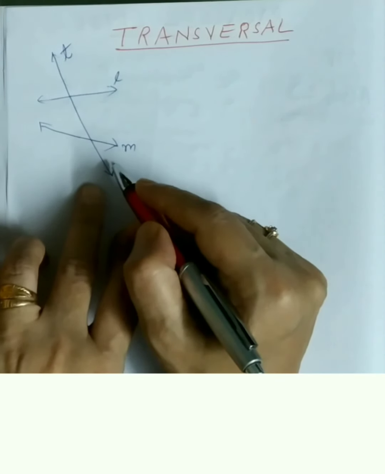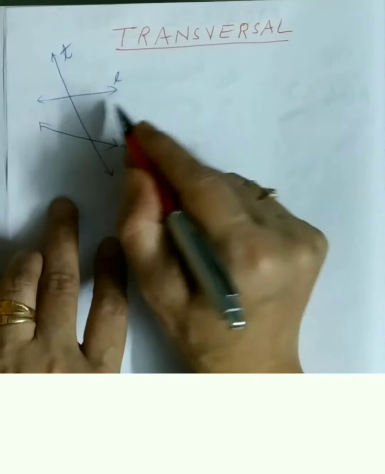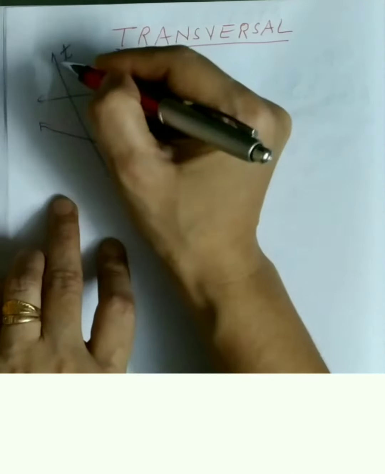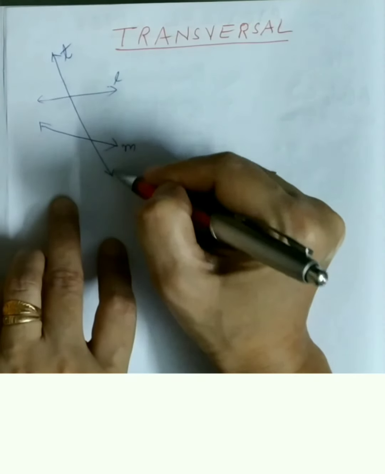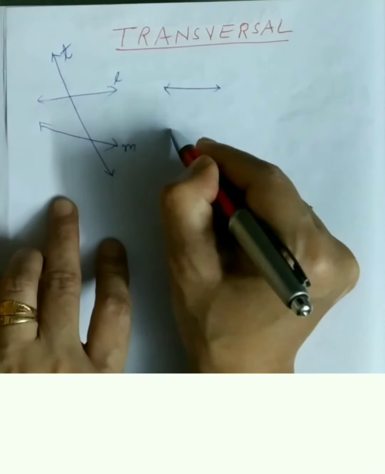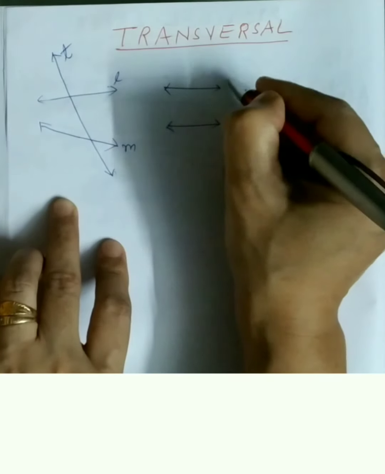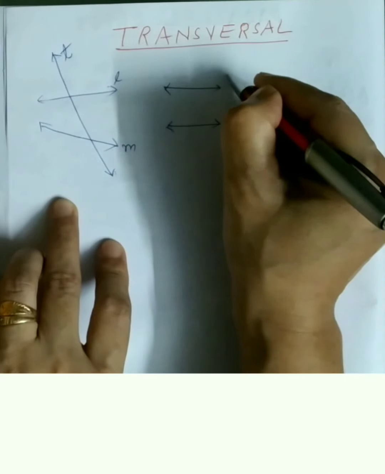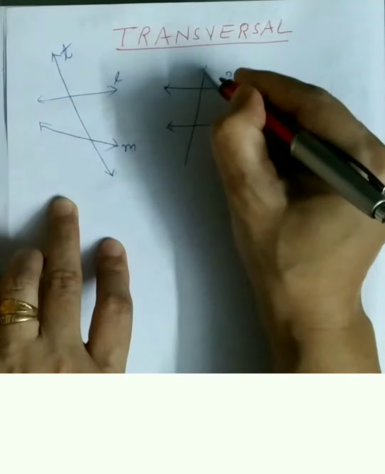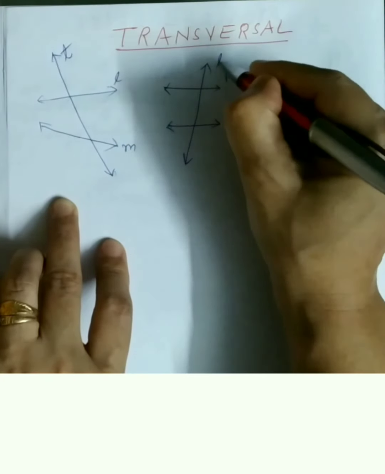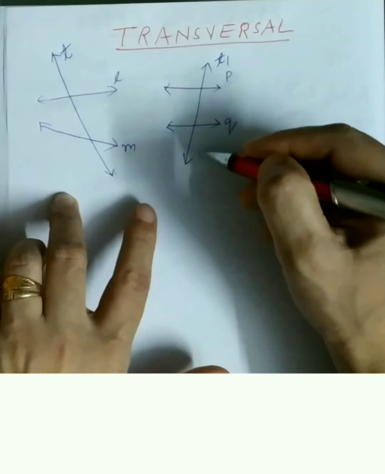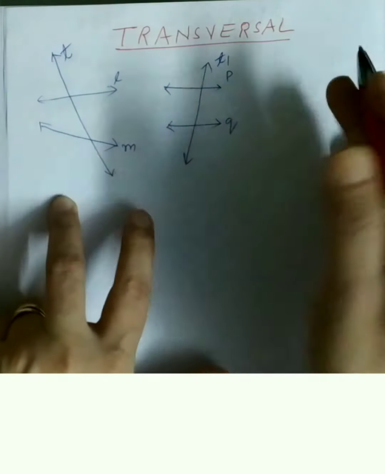Okay, now in a transversal we can take parallel lines, we can take non-parallel lines. These are not parallel, but then also we say that T is a transversal. Now I'm taking parallel lines. These two lines are parallel lines, L M, P Q. Suppose this is P, this is Q, and this one is another line T1. Then this is also a transversal. Again, it is given two or more lines.